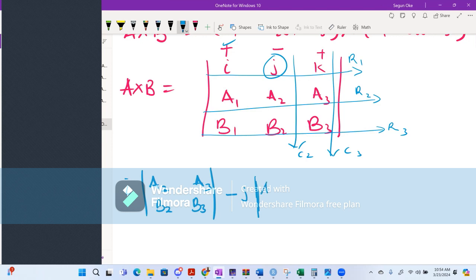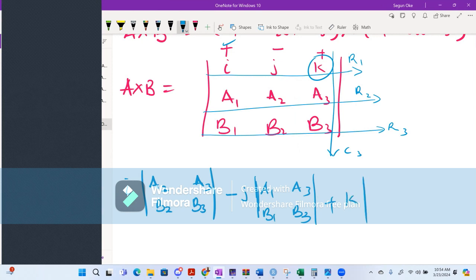We have A1, A3, A1, A3, B1, B3, B1, B3. That's good. Then we will release column 2 and release J and pick K. K is positive, right? Yeah. Pick it, K positive. Then column 3 will be paralyzed, row 1 will still paralyze.